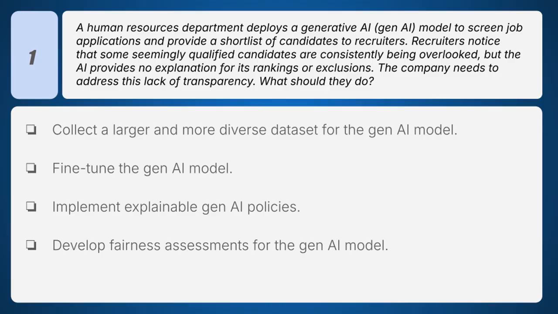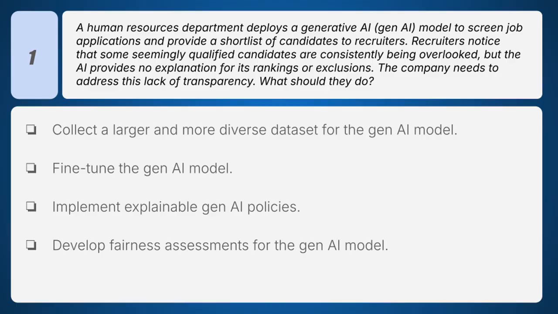A human resources department deploys a generative AI, Gen AI, model to screen job applications and provide a short list of candidates to recruiters. Recruiters notice that some seemingly qualified candidates are consistently being overlooked, but the AI provides no explanation for its rankings or exclusions. The company needs to address this lack of transparency.